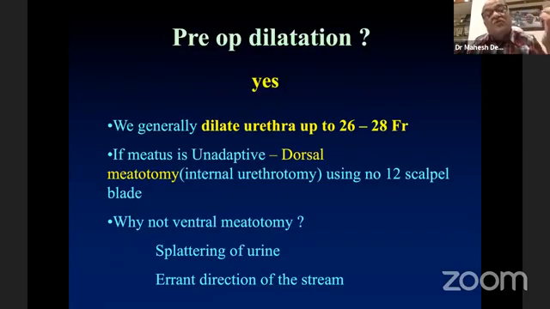Now, the question is, before we start, do we do any dilatation? I always do a dilatation. First, I look at the meatus. If the meatus is small, I do a dorsal meatotomy. That will avoid the stricture of the meatus.